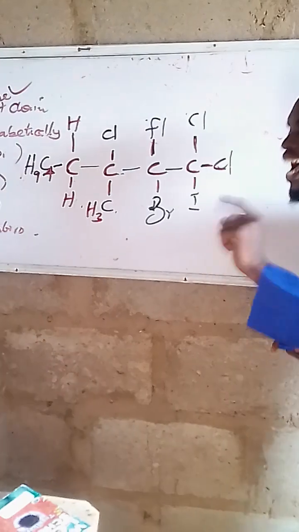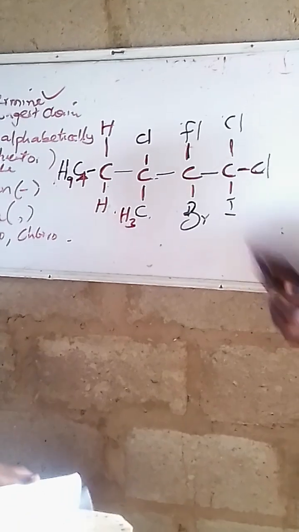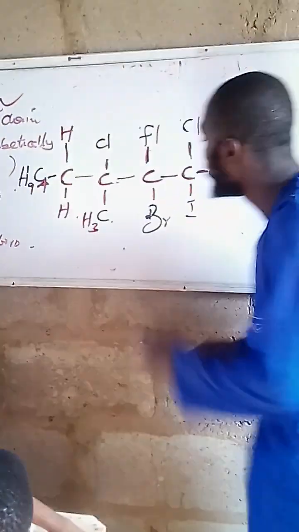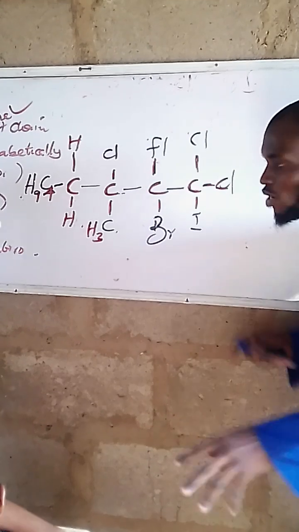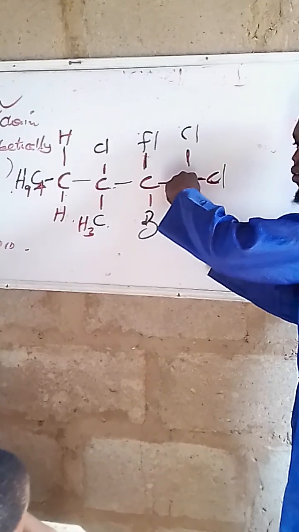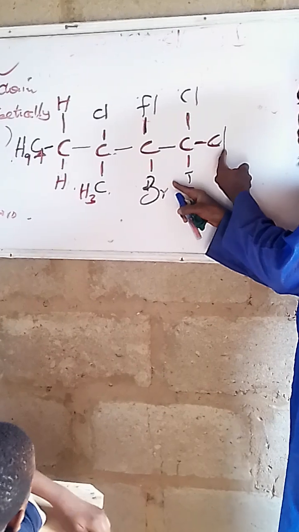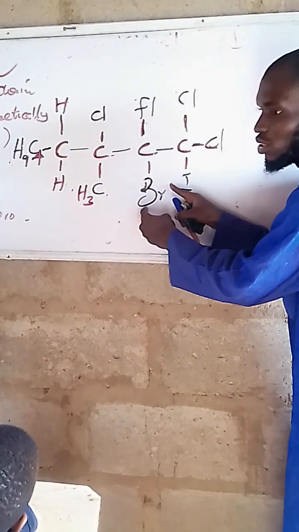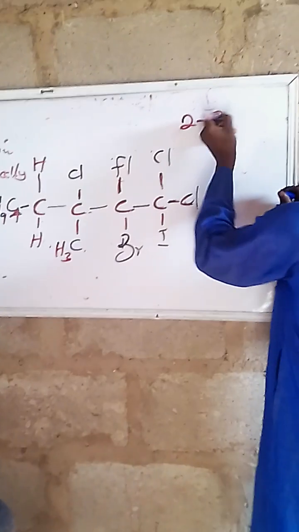Now, what is the first substituent that we have to name? Bromine. That's what comes first based on naming alphabetically. You will check which carbon this bromine is closest to. If I start counting from here, the carbon will be 1, 2. Bromine is on which carbon? Yes, 2. So I have 2-bromo here.